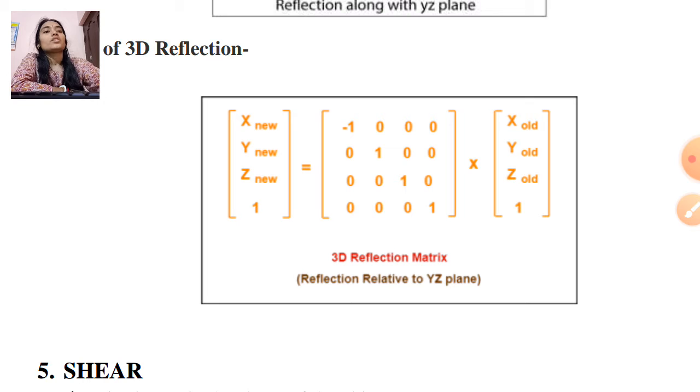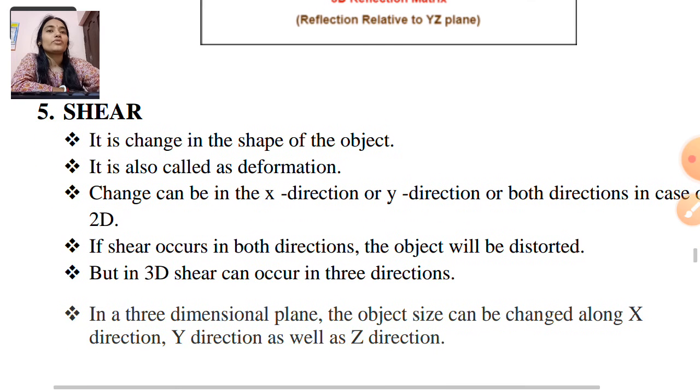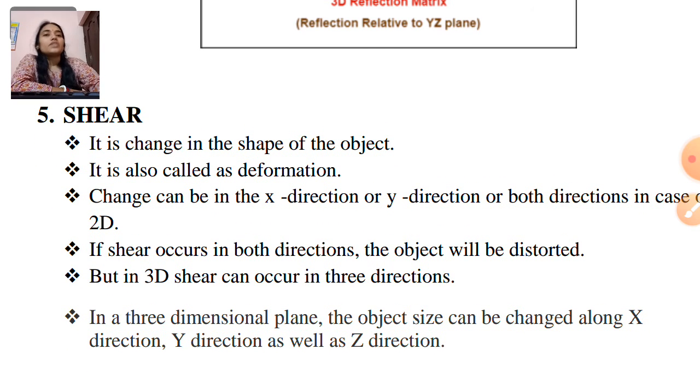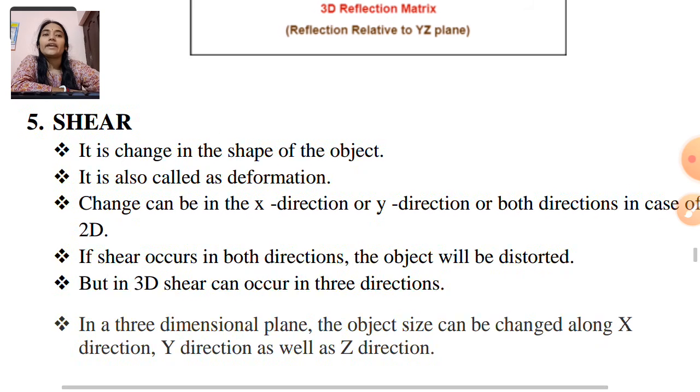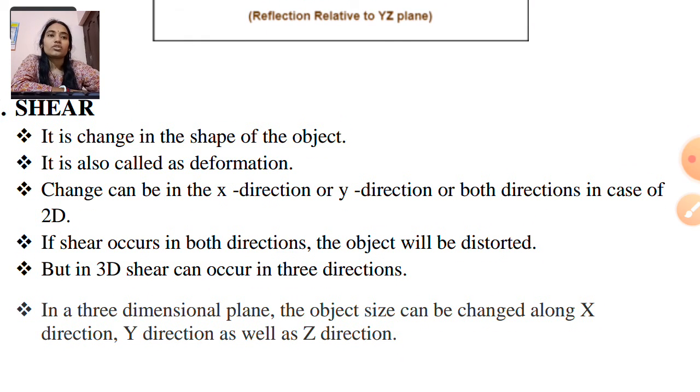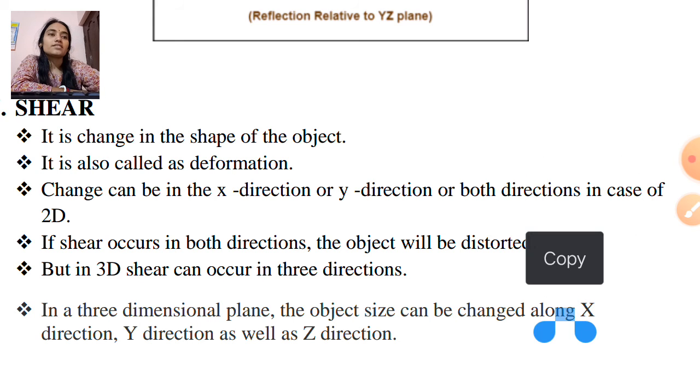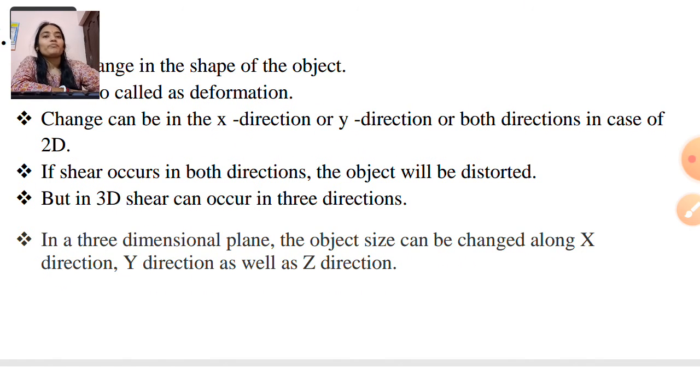Okay. So next we discuss shear. Shear we have also covered in 2D. In shear, the transformation can change the shape of the object. It is also called deformation. In 2D, the change can be in the x direction or y direction or both. If shear occurs in both directions, the object will be distorted.